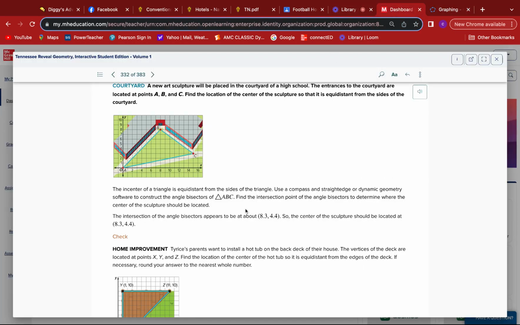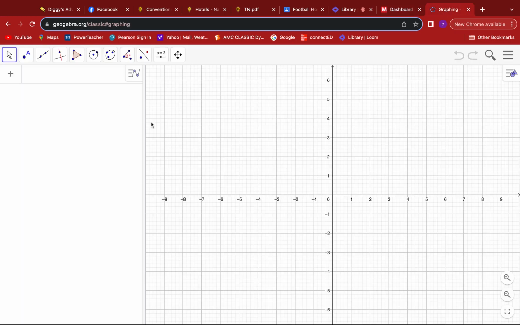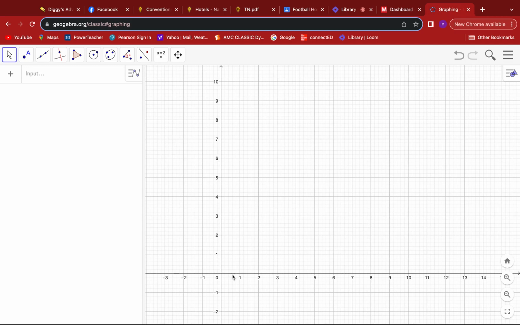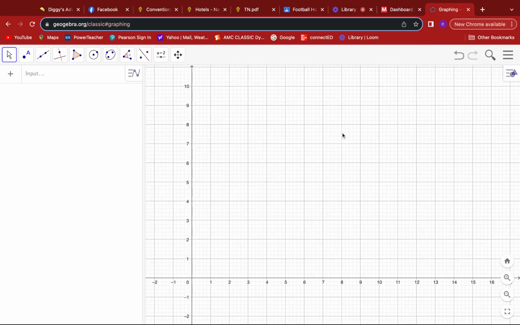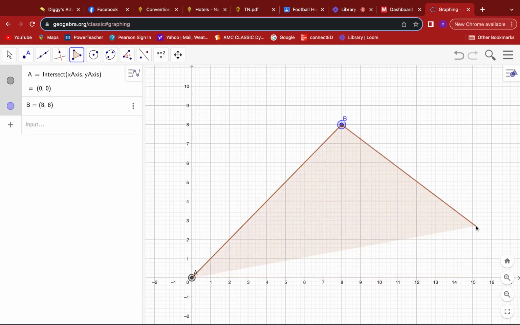So let's see. I need to have, and they don't give me the ordered pairs, lovely. So I need a grid big enough for (0, 0), (8, 8), and (15, 3). It looks like I'm all in quadrant 1. I'm going to make a polygon: (0, 0), (8, 8), (15, 3), and back to (0, 0).